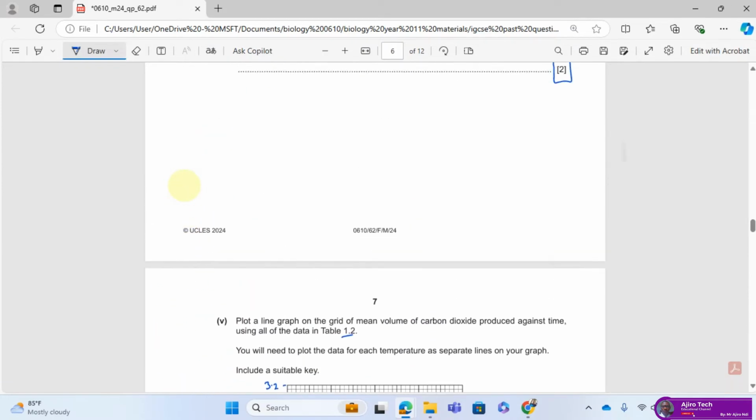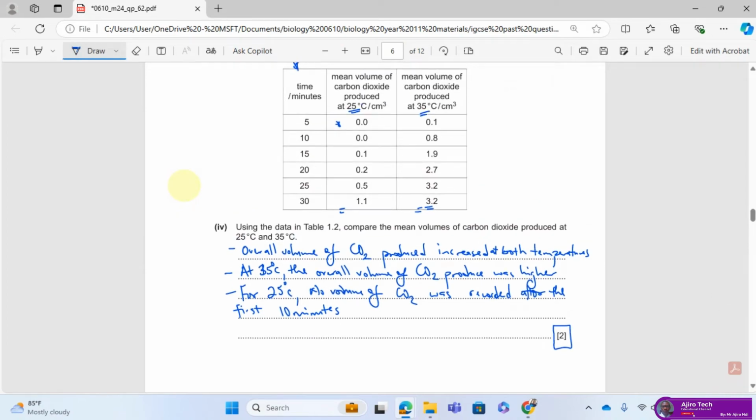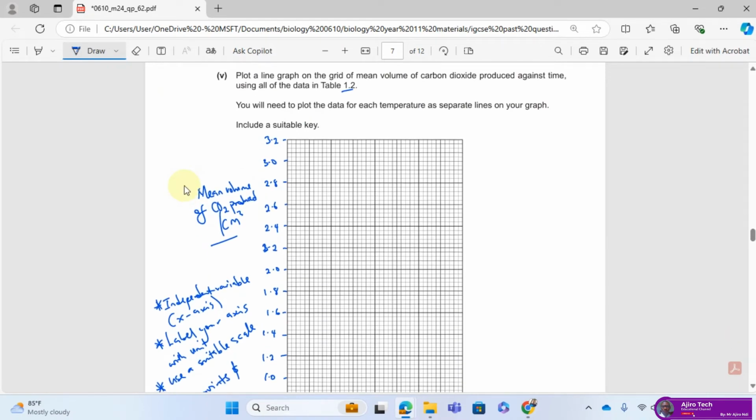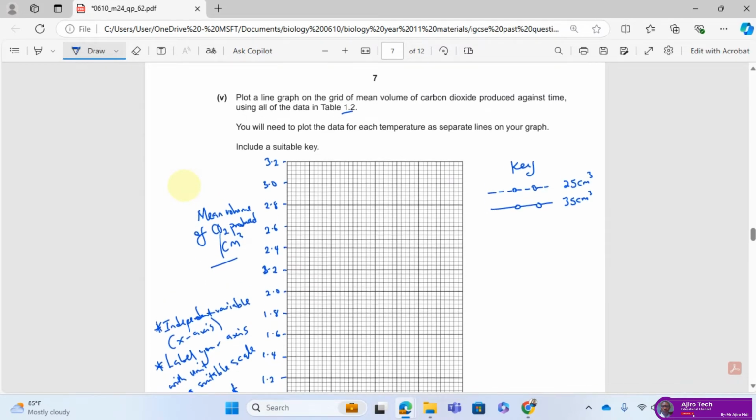Then we'll go to locating the points now. For 25 cm cube, we need a key. All right, let's say we use broken lines to represent the one that is 25. So this will be the 25 cm cube graph, and then we use a continuous line to represent the 35 cm cube graph. So that's your key right there. But doing that again, you have another point.